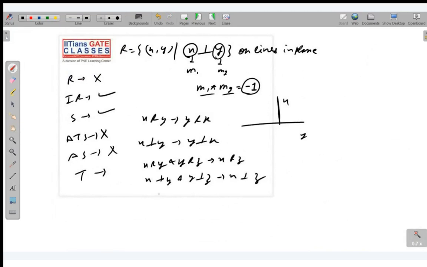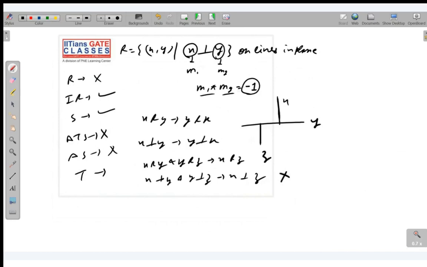Okay, so first of all, see this. Try to visualize: when x is perpendicular to y, and y is perpendicular to z, then x and z will be parallel to each other. Very good. So z will be like this. z is perpendicular to y, so x and z are parallel to each other. So this is not the case.